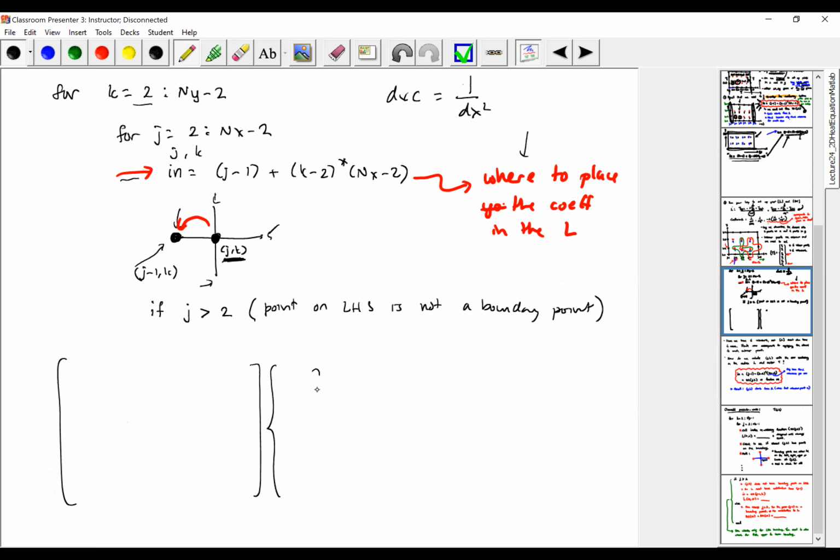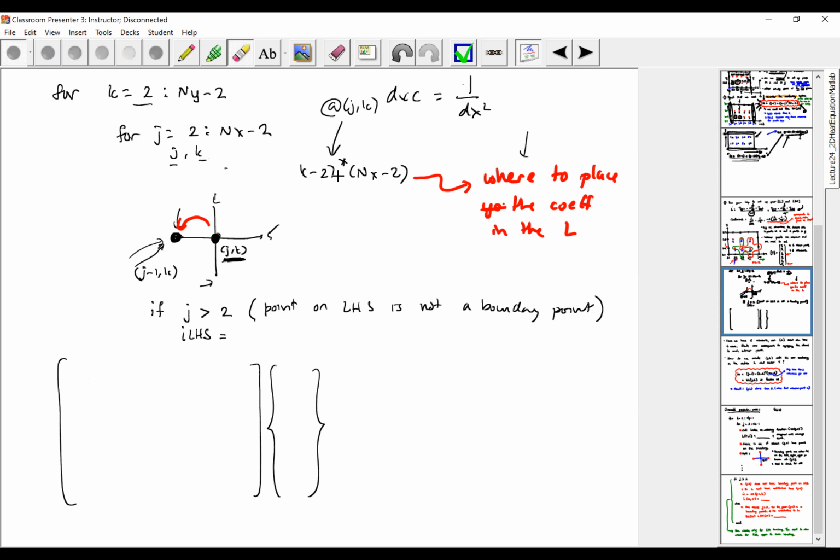Remember, you have your column vector like this. When j and k are equal to this, you have this function here that will tell you where the main diagonal is. But right now, you want to know where this point is. You want to know where to place this particular coefficient in your matrix here. You can again use this particular function. As I've said earlier, you can write it as a function handle in terms of j and k. So if j is greater than 2, in order to know where to place it, you can say, okay, the I at the left-hand side is basically this function.